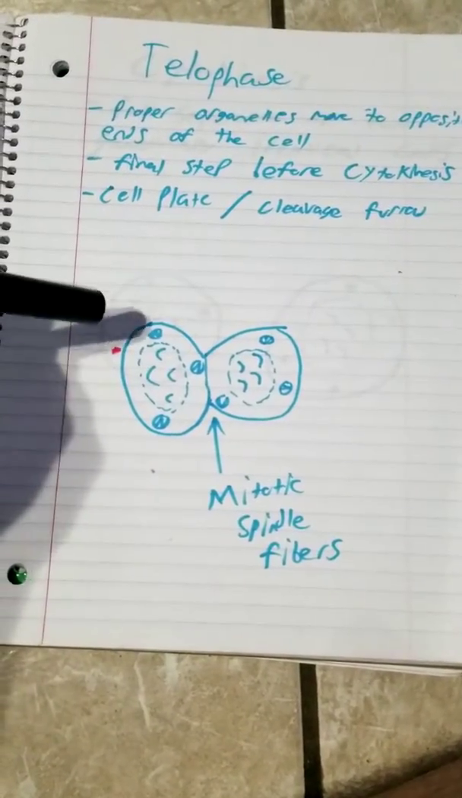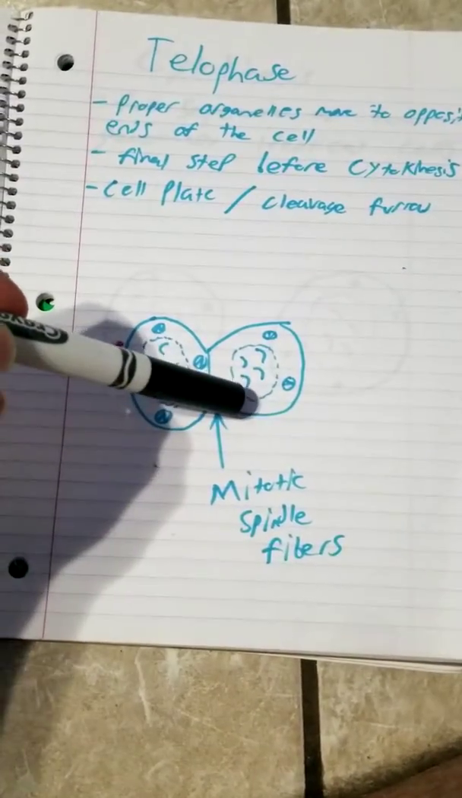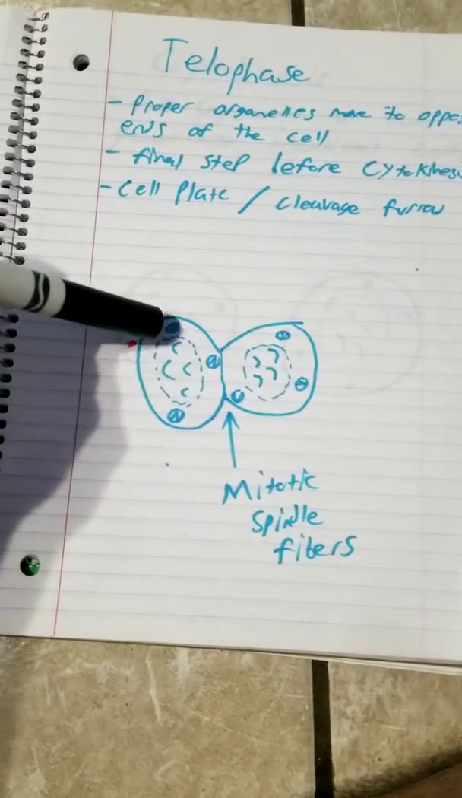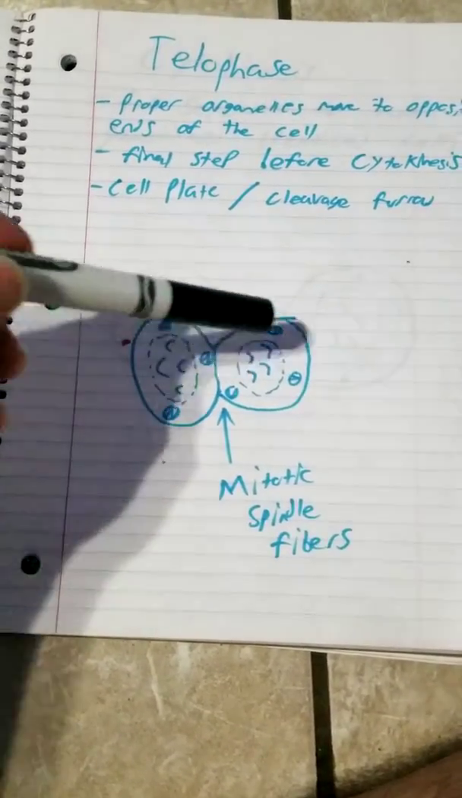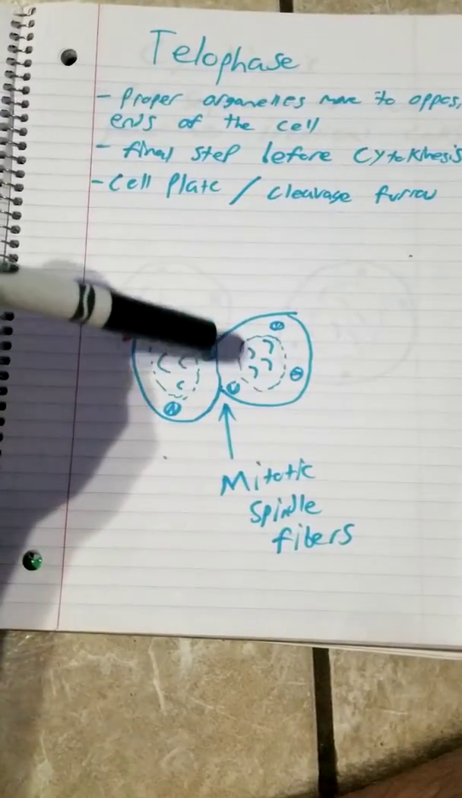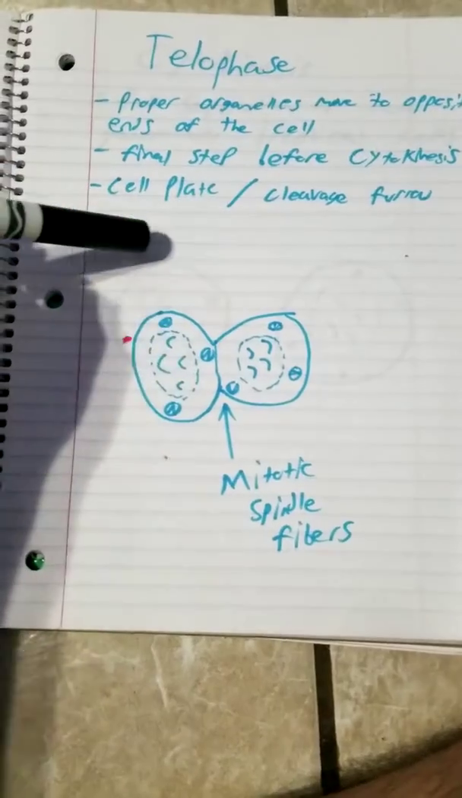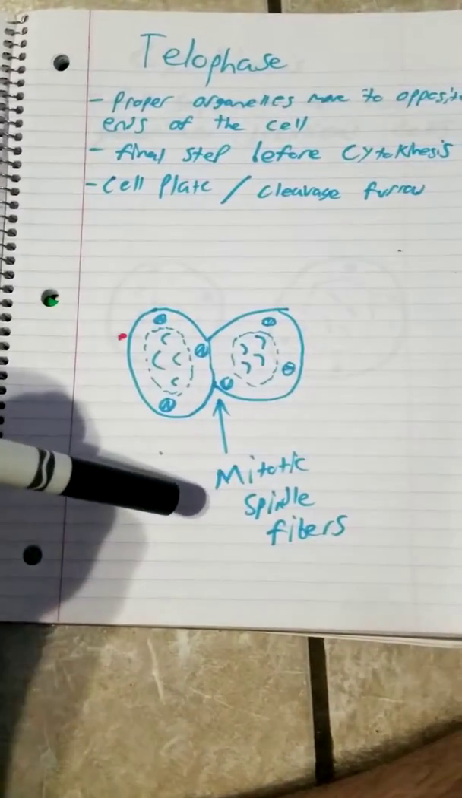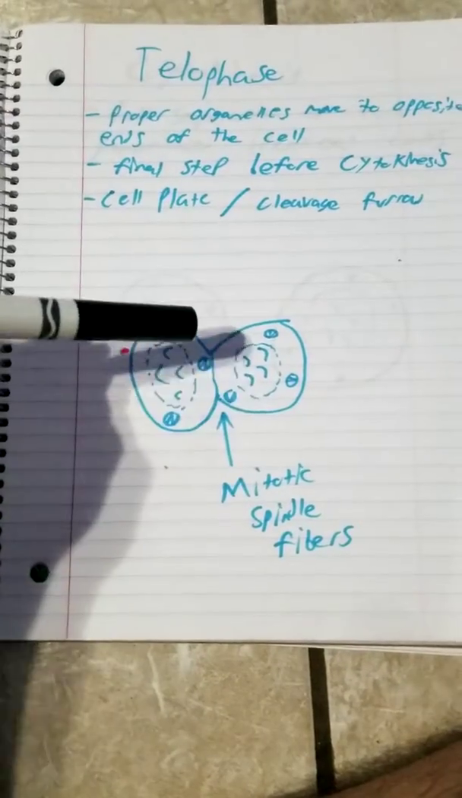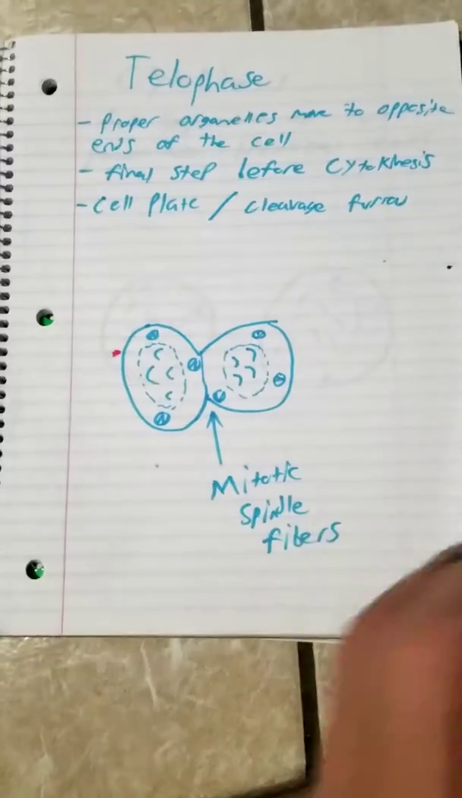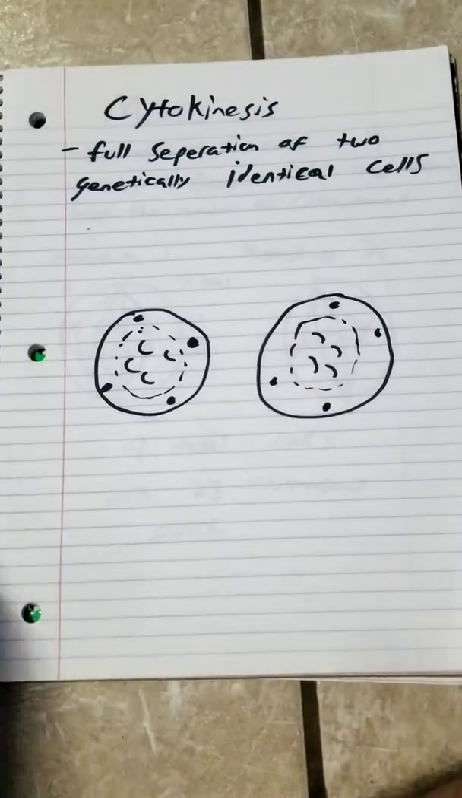So here are our two new cells. You can see the single chromatids in each one, followed by the nuclear envelope starting to develop and the other proper organelles in the cytoplasm. And then we have this little separation. This is our cleavage furrow / cell plate. In this example, it's going to be a cleavage furrow, and it's made out of mitotic spindle fibers. So this is going to be what's separating the two cells from one another before we actually split up in the process known as cytokinesis.